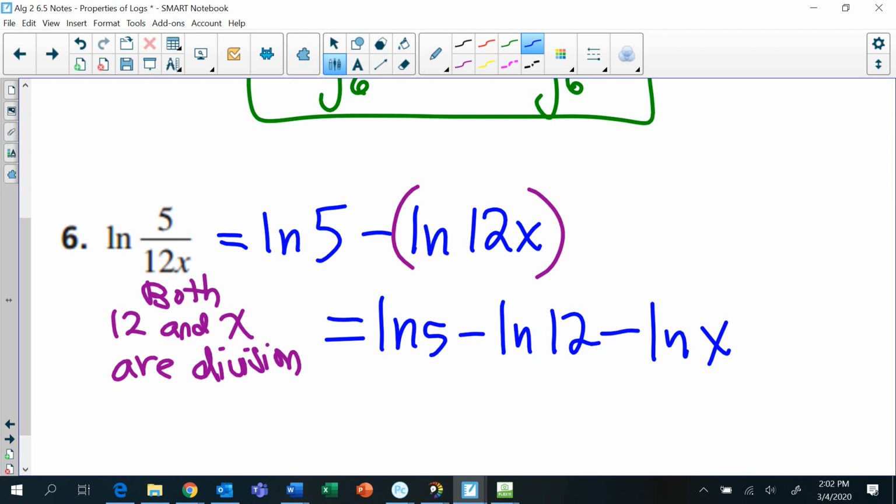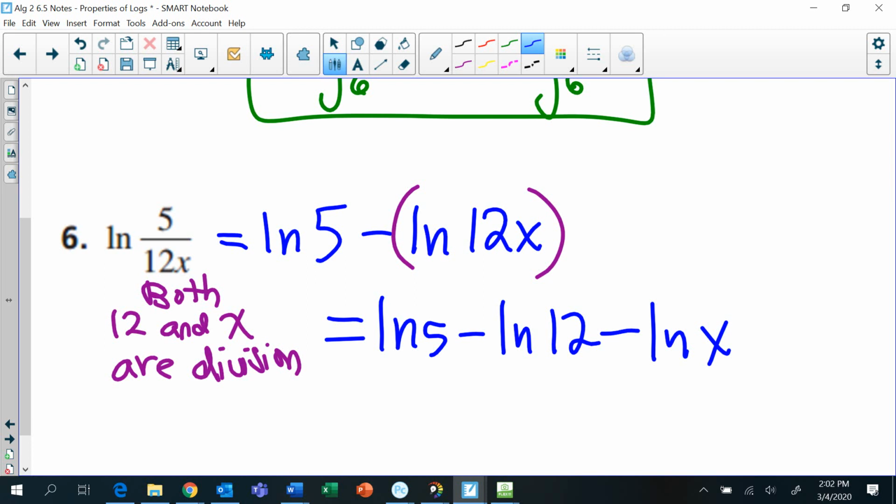Lots of people want to write a plus sign here, but that would say it was multiplied. That would say it was on top. So if you think about it, if it's on the bottom, it gets a subtraction sign. If it's on top, it would come first. It would be positive. Let's just write that down.